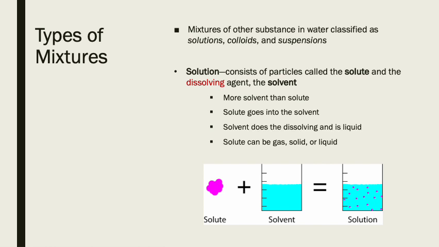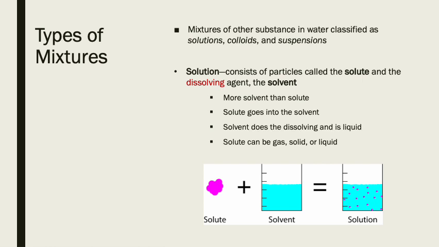A solution has particles that are referred to as the solute, and the agent, the solvent. I remember the difference between the solute and the solvent because the solute has to go into the vent. So the solute goes into the solvent. If we were mixing sugar and water, the solute would be the sugar because it's going into the vent, which is the solvent, which would be water. You should always have more solvent than solute. The solvent does the dissolving and is a liquid, and the solute can be any state of matter: solid, liquid, or gas.